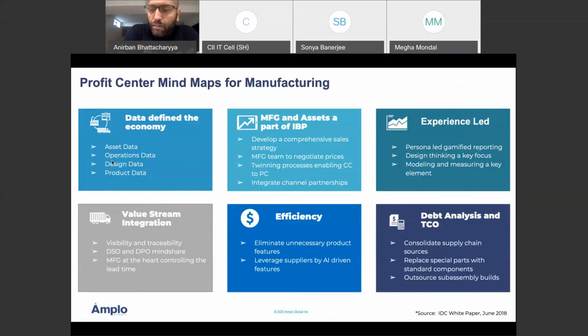So we have the first question from Mr. B.B. Subba Rao Adhikari. He's asking how to increase employee productivity in manufacturing and what are the different aspects to be focused on?